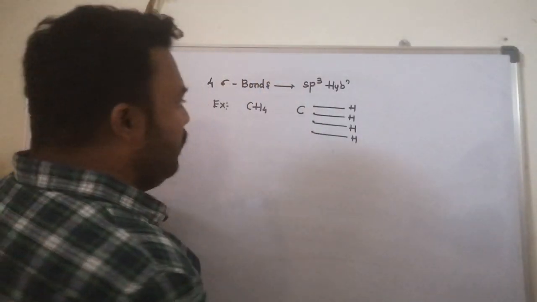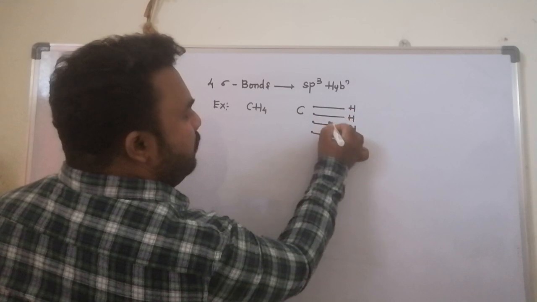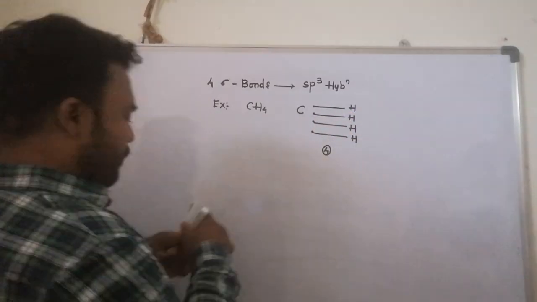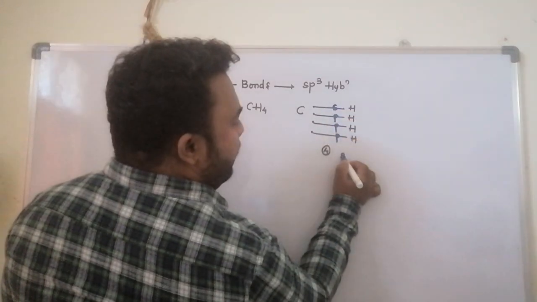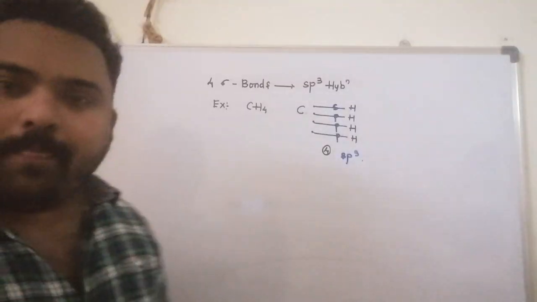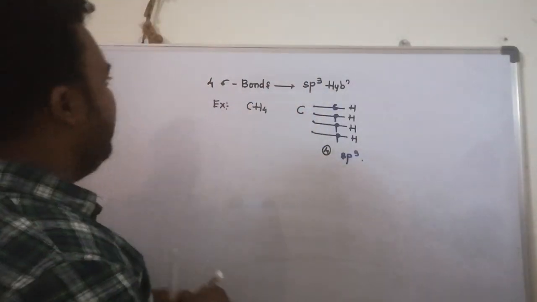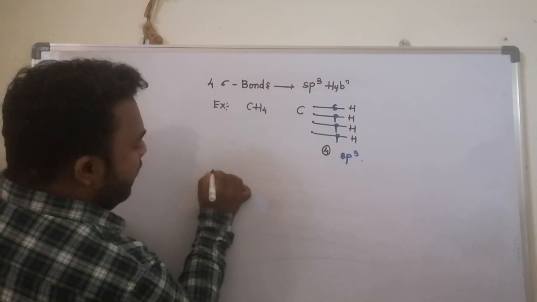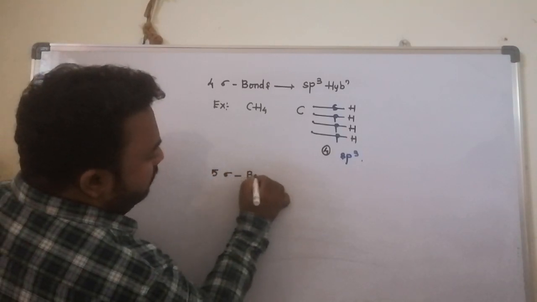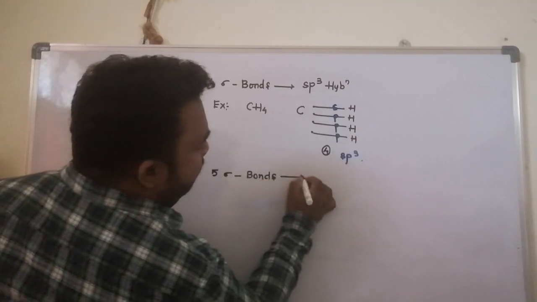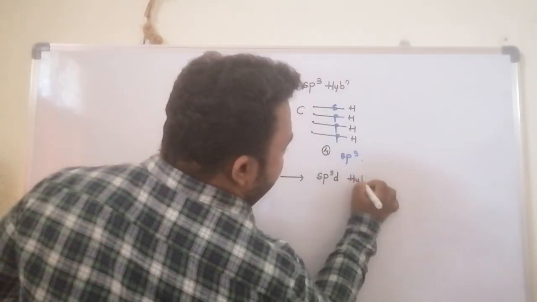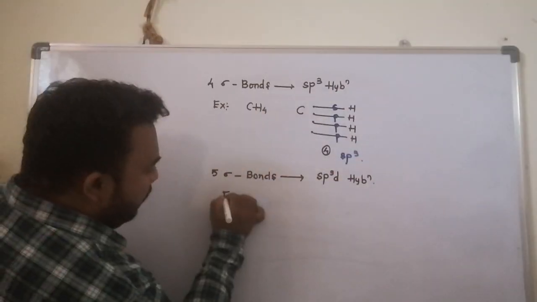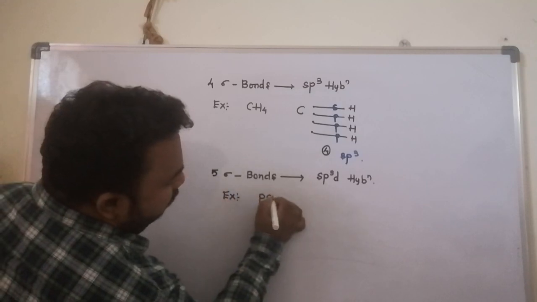So the total number of sigma bonds present here is 4. Sigma, sigma, sigma, sigma. We can assume this is sp3 hybridization. Next one, if 5 sigma bonds are present, then hybridization is sp3d hybridization. I am taking one example, that is PCl5.